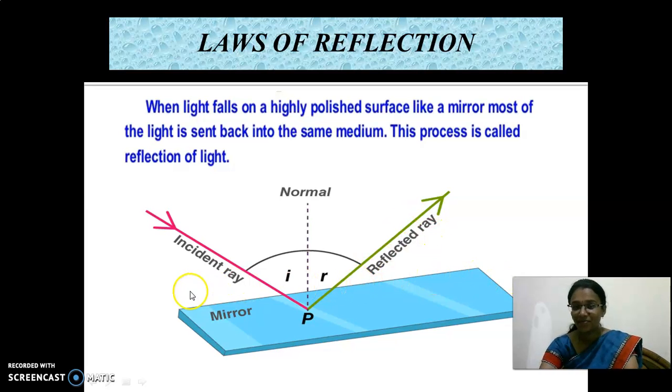So this is a mirror. I told you to write smooth polished surface; the highly polished surface we have taken here is a mirror. When the light rays come and fall on this mirror, they are called incident rays, and the rays which reflect are called reflected rays. So we have two rays totally: one is the incident ray which comes and falls, and the one which goes back is the reflected ray. At the center, perpendicular to this mirror, we are drawing one line.